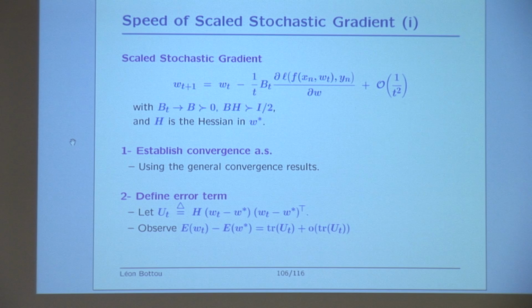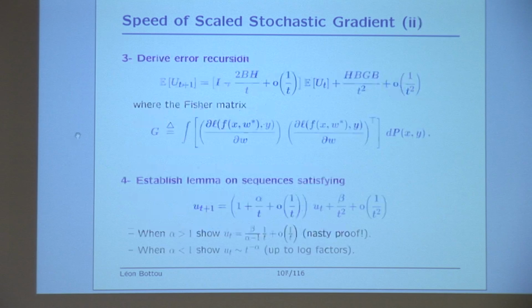And I use this matrix because I can observe that the expectation of the excess error of Wt, relative to W star, is the trace of Ut plus residual terms. Because if I'm at the optimum, there is no derivative. The average derivative is 0. And I'm left with the second-order term, and this is what this is meant to approximate. I go on.